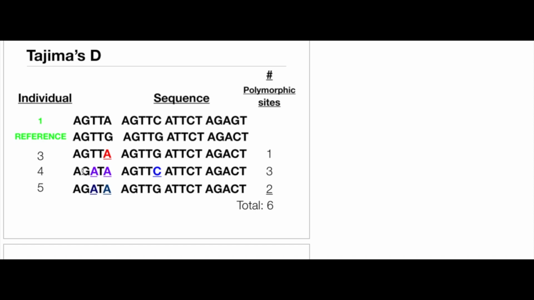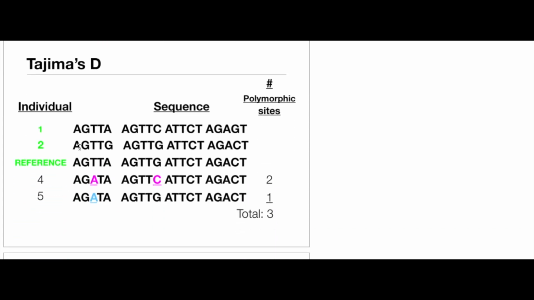This sequence on the 4th individual is not the same as our reference. We can see it is different by 2 nucleotides, here and this one. Here there is C and G. Here we have AA. Again, here there is a G, but here we have C. This sequence and this, they are the same. This sequence and this one again, they are the same. So the number of polymorphic sites on the 4th individual is 3. With the 5th individual, the number of polymorphic sites obtained is 2. So in this example again, the total number of polymorphic sites obtained is 6.